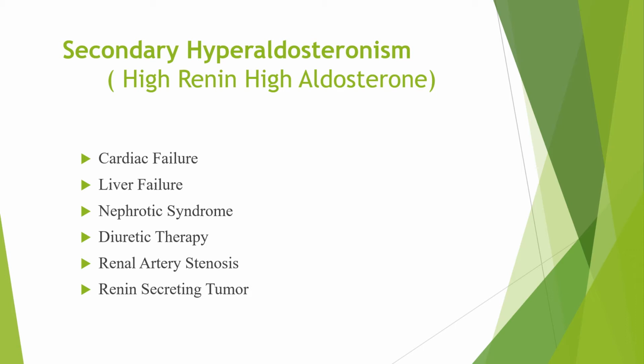There is another condition that leads to secondary hyperaldosteronism. That rare condition is known as renin secreting tumor. The pathology is there in juxtaglomerular cells. There is reninoma. There is increased excretion from this renin secreting tumor that will subsequently stimulate the adrenal cortex to produce aldosterone. So both renin and aldosterone will be high in this condition.